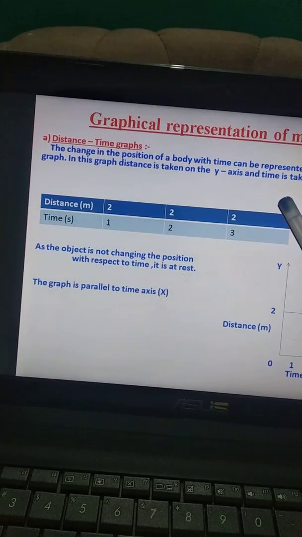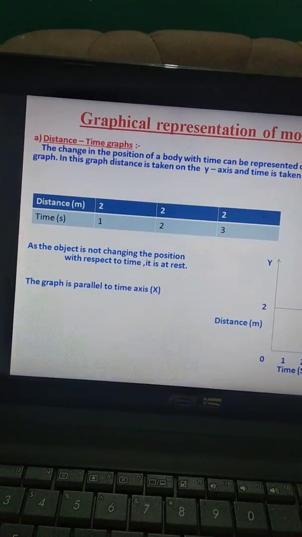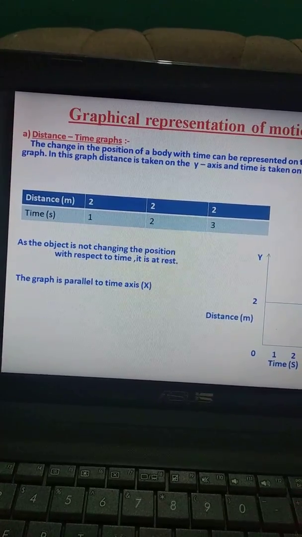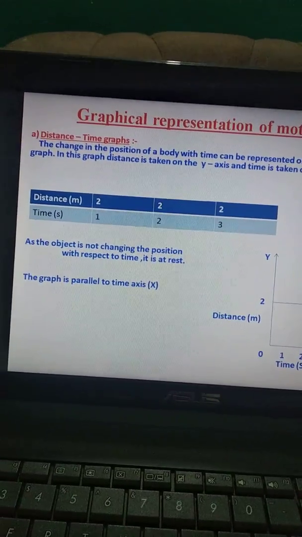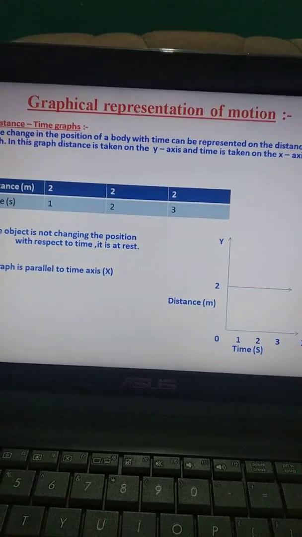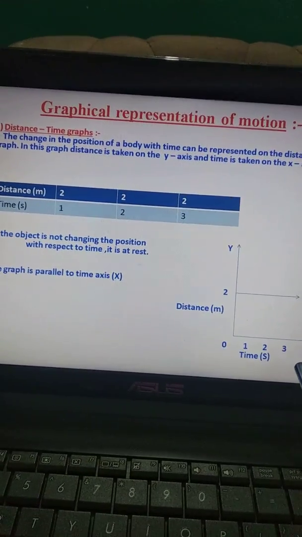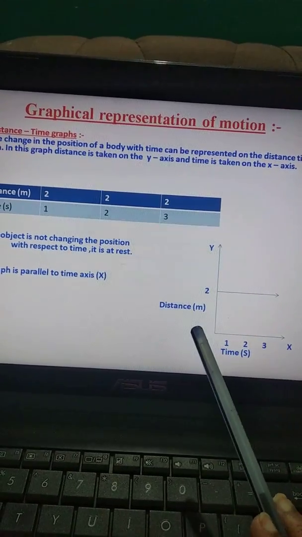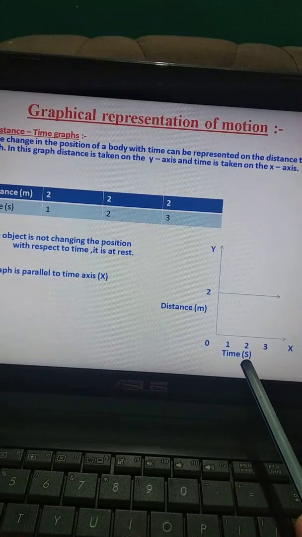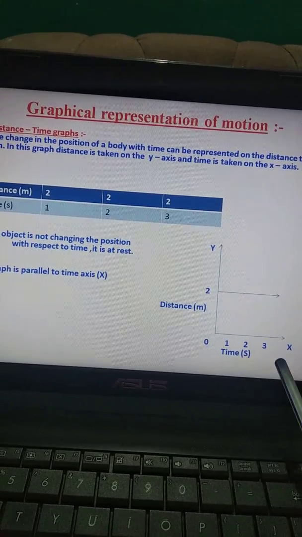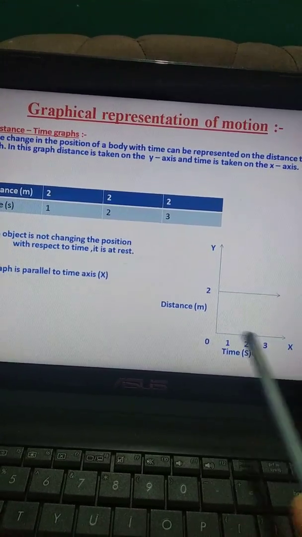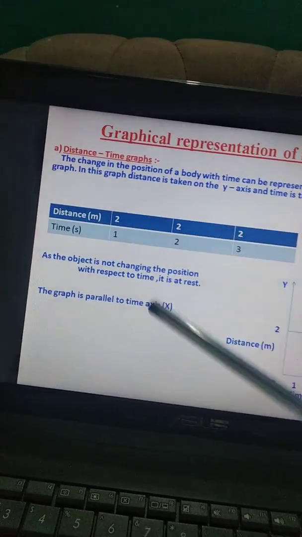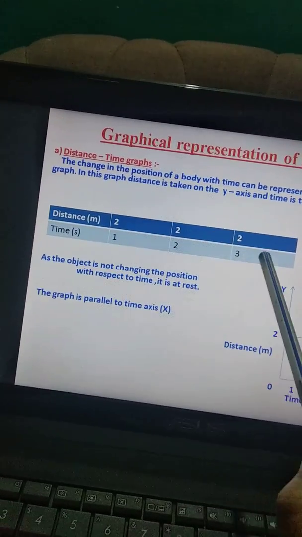First come to distance time graph. The change in the position of a body with time can be represented on the distance time graph. In this graph, distance is taken in the y-axis and time is taken in the x-axis. In your mind, it will be there why it is taken in the x-axis. Mostly we use the independent quantity in the x-axis. As from the distance and time, time is the independent quantity. So, time is taken in x-axis, that will be the horizontal axis, and distance is taken in y-axis, that will be the vertical axis.